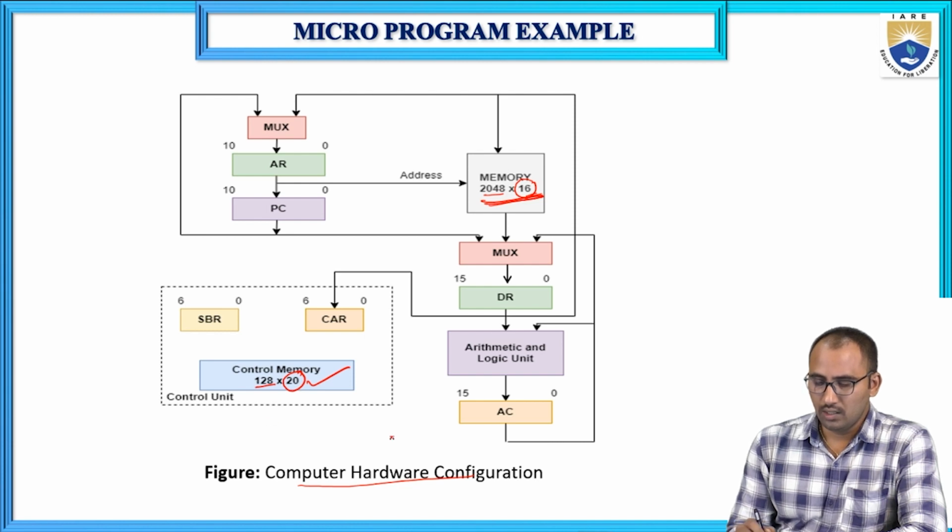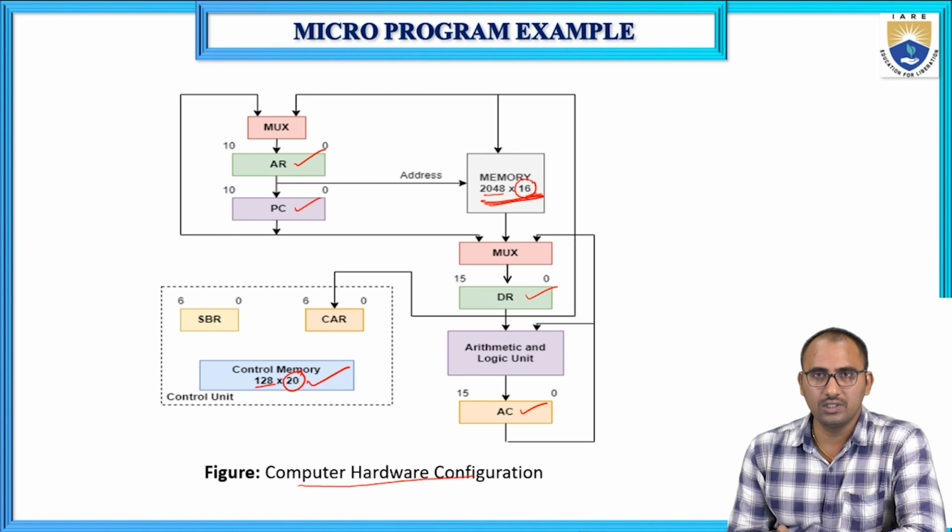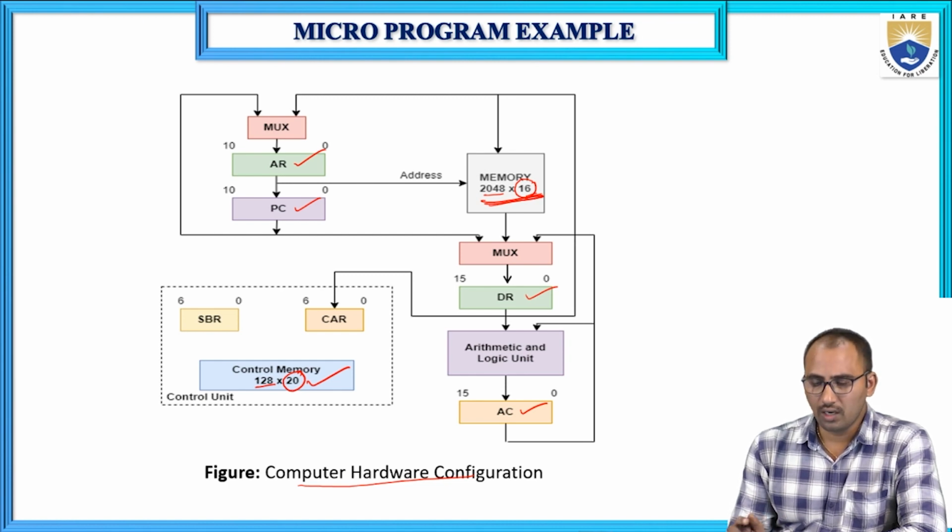Okay. And 4 registers are associated with the processor unit: address register, program counter, data register, and accumulator. So these are the 4 registers associated with the processor unit. This entire block is the processor unit, and 2 registers are associated with the control unit. One is the subroutine register and the other is the control address register, CAR. Shortly we can call them CAR and SBR. SBR means subroutine register and CAR means control address register.